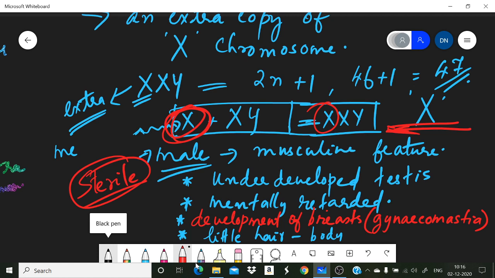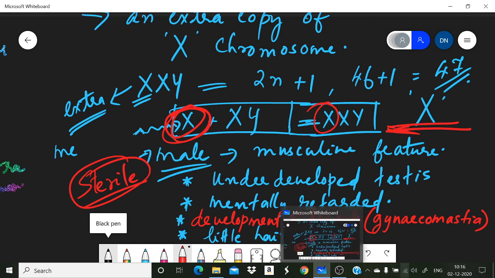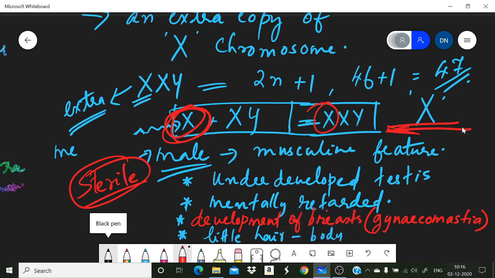And the second example for sex chromosomal disorder is Turner syndrome.